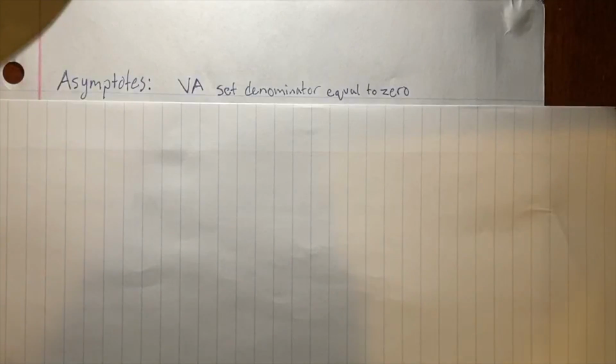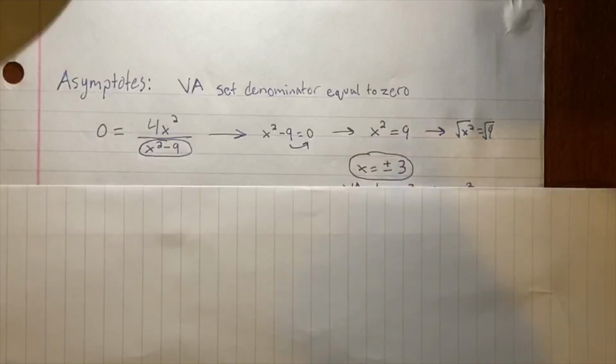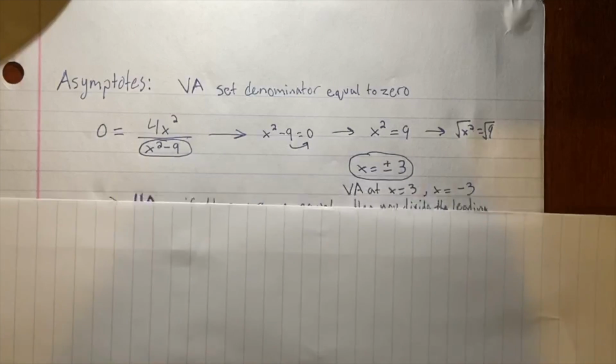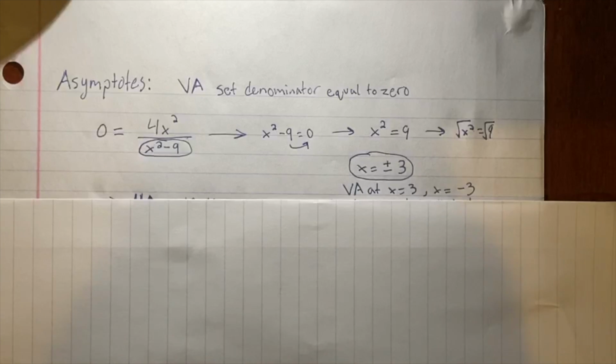So the next step is just to find the asymptotes. And this is pretty easy because it was really just part of the domain. So first you're going to look at setting the denominator equal to 0. So this is x squared minus 9 equals 0. So you can switch that over to x squared equals 9. And the square root of x squared equals the square root of 9. So x equals positive and negative 3. So you know that there's going to be vertical asymptotes at x equals 3 and x equals negative 3.